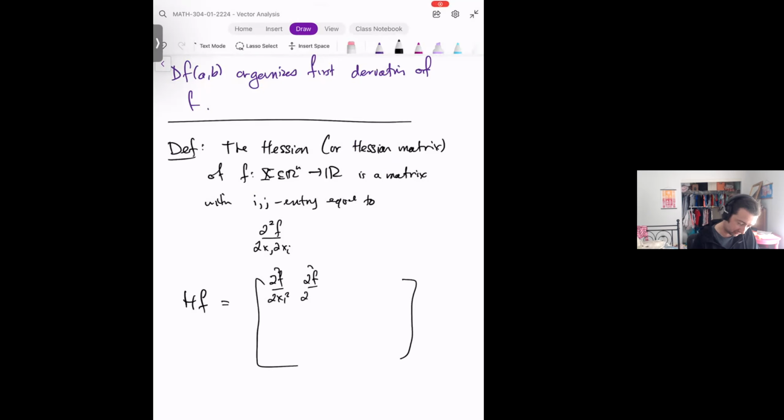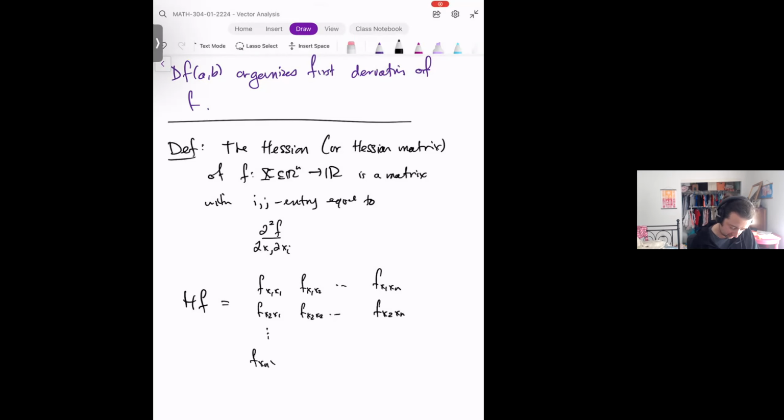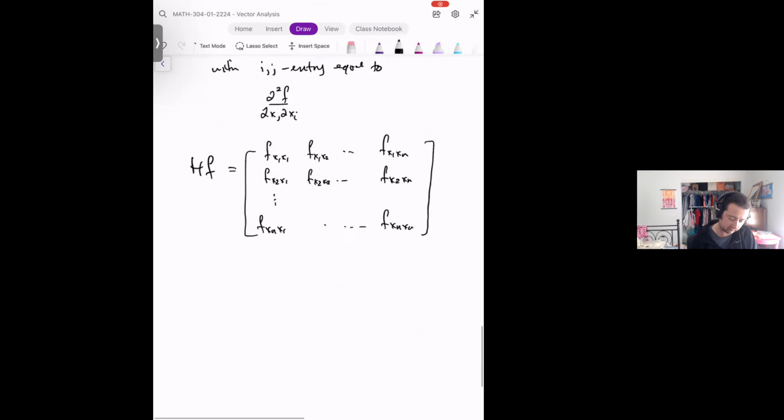Oh, you know what? Forget this notation. Let's use better notation. Who wants partial differentiation? It sucks. Do it this way. f_x1x1, f_x1x2, out to f_x1xn, and then f_x2x1, f_x2x2, out to f_x2xn, all the way down to f_xnx1, and then all the way across to f_xnxn. So it's the matrix of second derivatives.